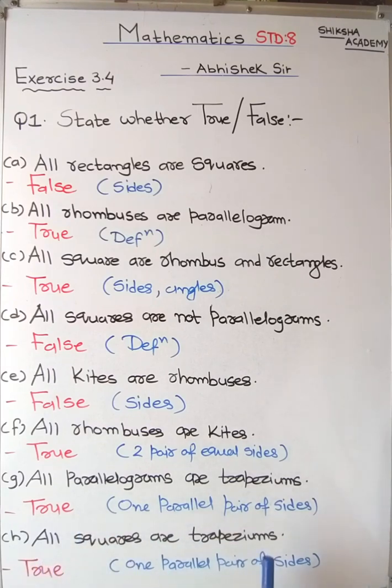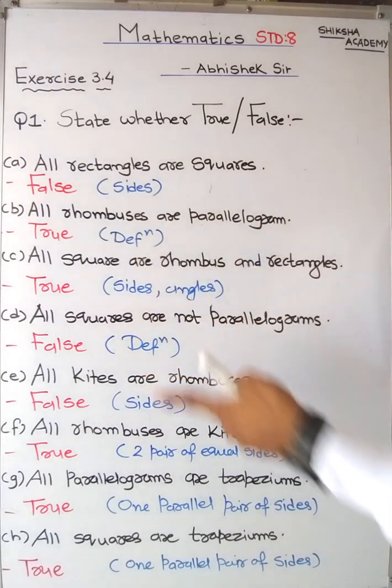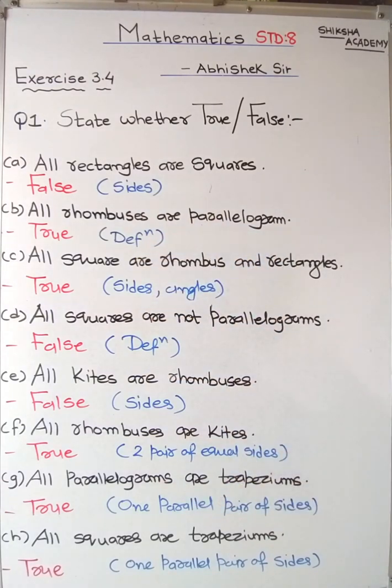All squares are trapeziums. Now in a trapezium again we need only one pair. In a square we have two pairs of sides that are parallel. So this statement is also true. So if you have focused on the reason and the hint, you will easily understand the statement. Also I have explained it. So if you have not focused, please go through the video again and try to listen to it carefully.